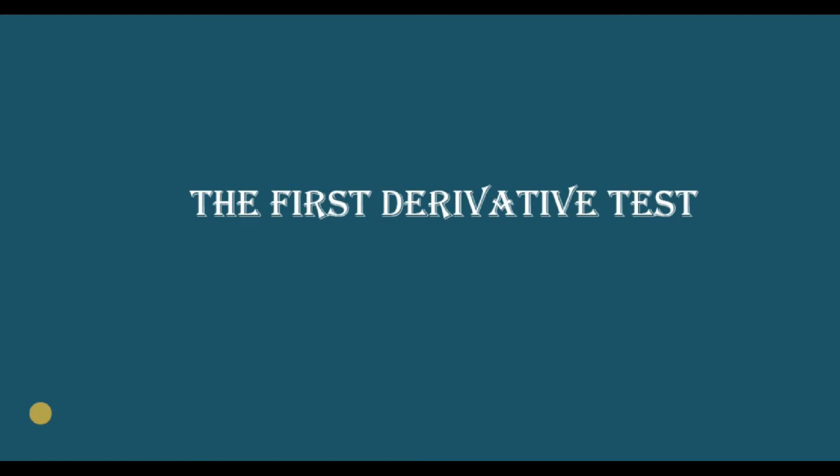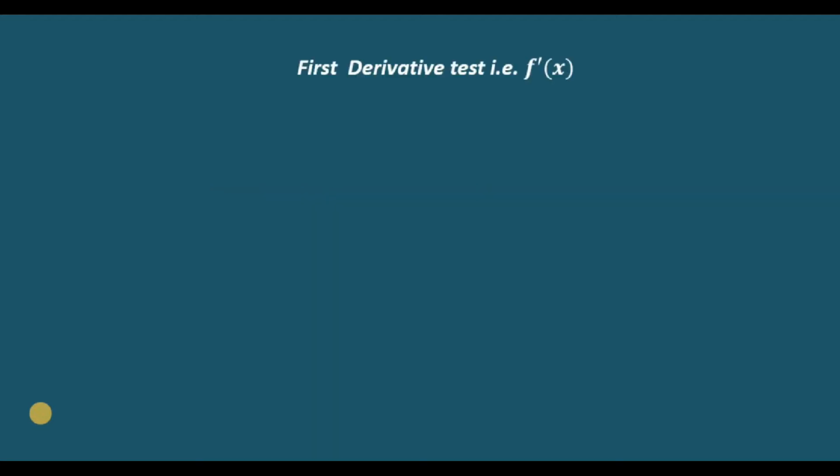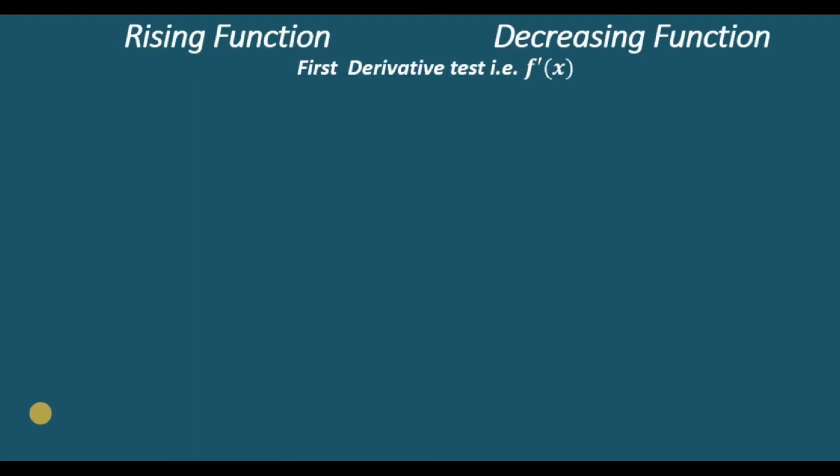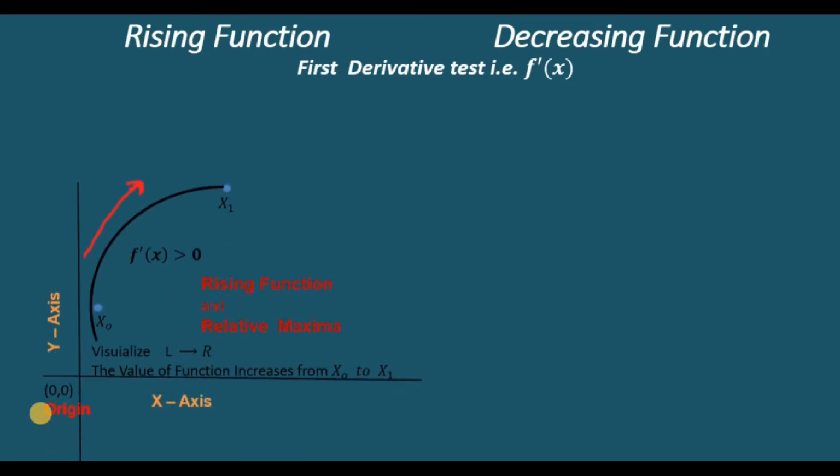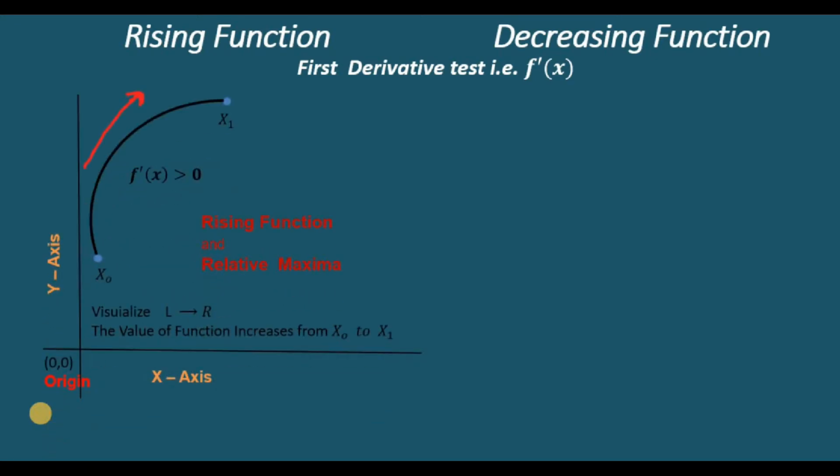So the first derivative test, f dash of x, includes rising function, decreasing function. From the figure we see that the curve rises from x0 to x1 and the result of the first derivative is greater than 0, which is positive. So we will always have a rising function and relative maximum.